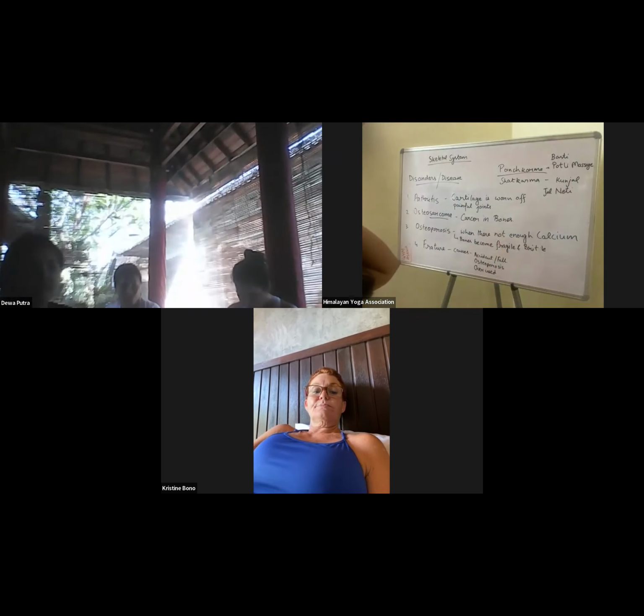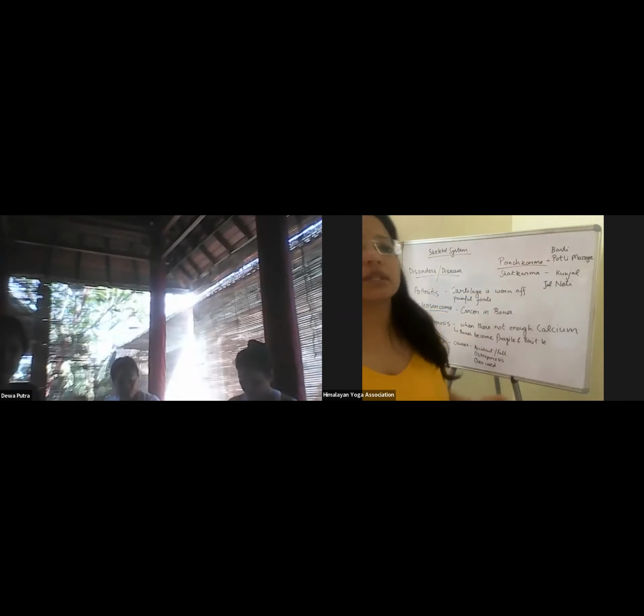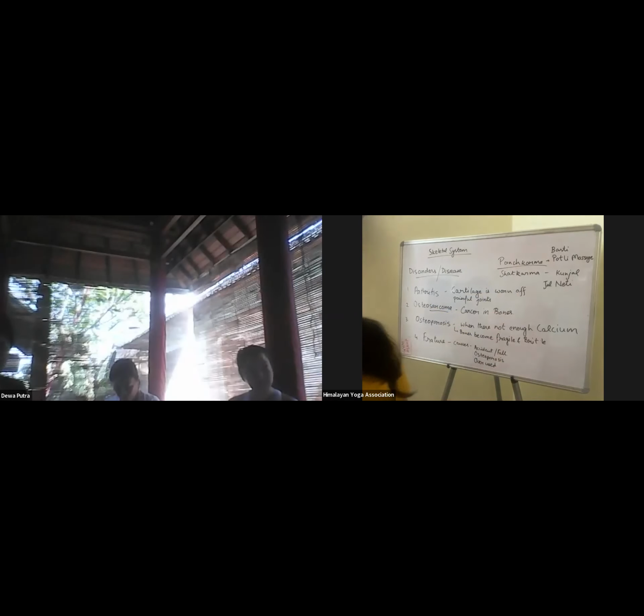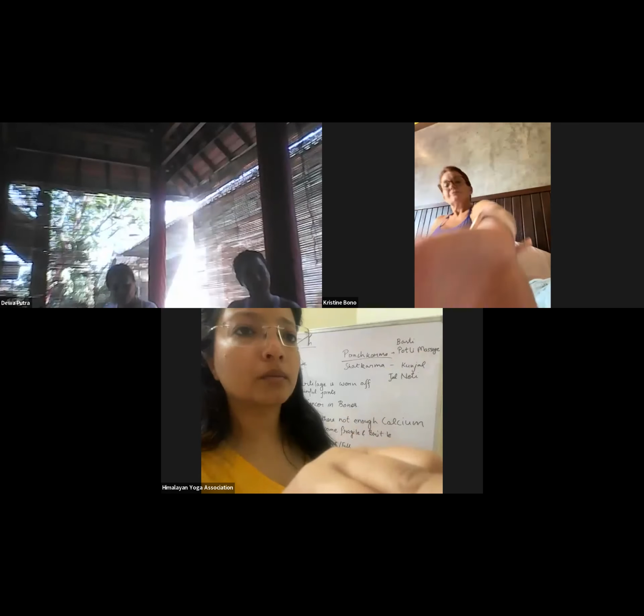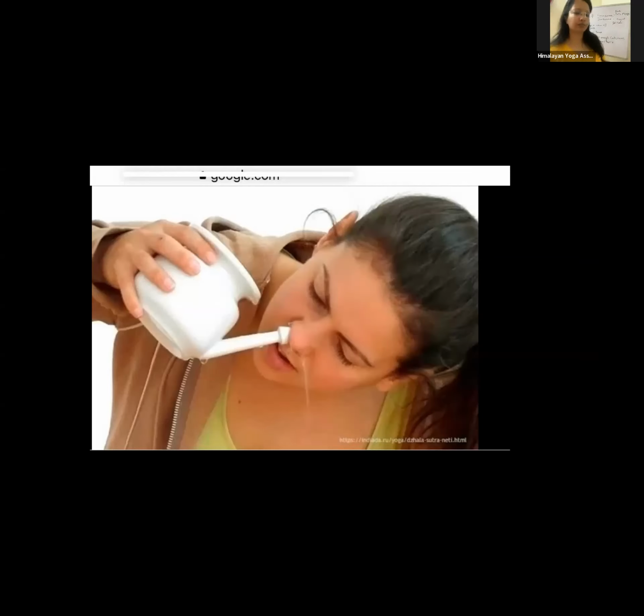Okay, so what happens in Basti or Potli massage, I'll show you a picture of it. Okay, here is the picture of Jal Neti. Do you see this? This girl is holding a white color pot. This is called a Neti pot. So what happens? You put lukewarm water in it and add some salt.